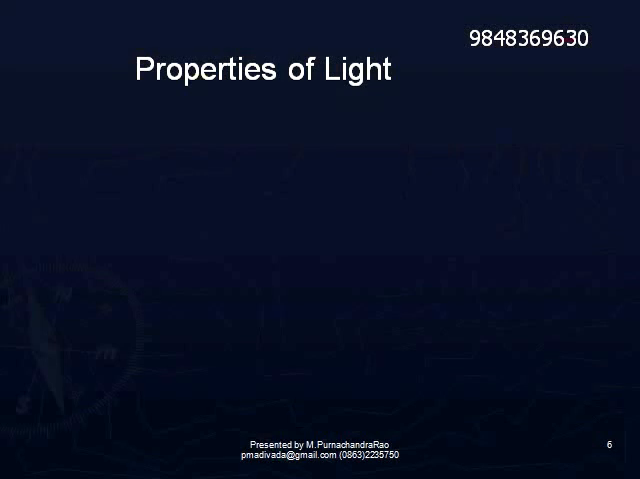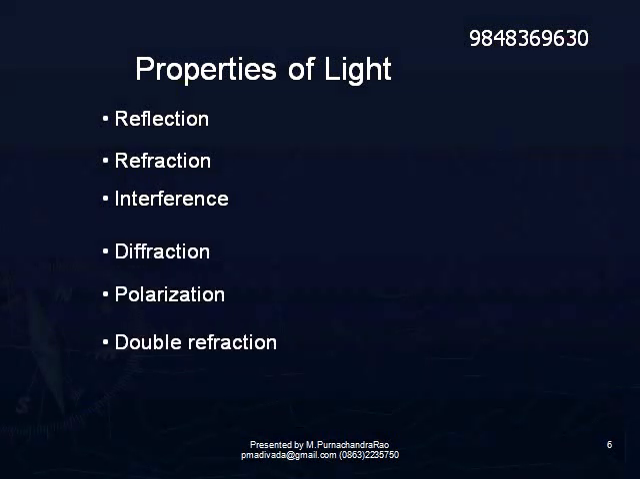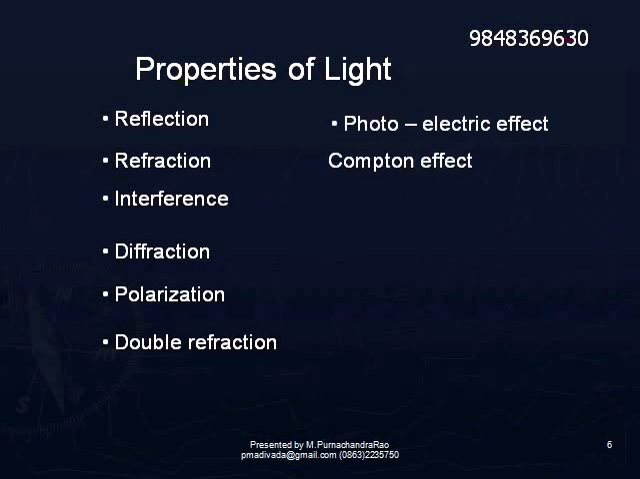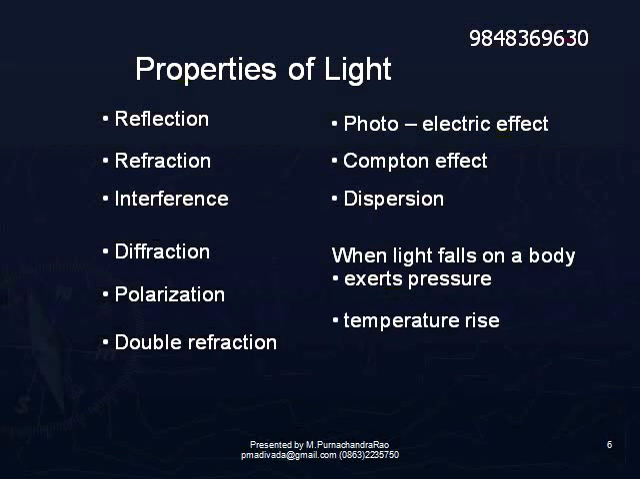Now I shall list out the properties exhibited by light. They are reflection, refraction, interference, diffraction, polarization, double refraction, photoelectric effect, Compton effect, dispersion, etc. And when light falls on certain bodies, light exerts pressure on the bodies, and sometimes the temperature of the body rises.